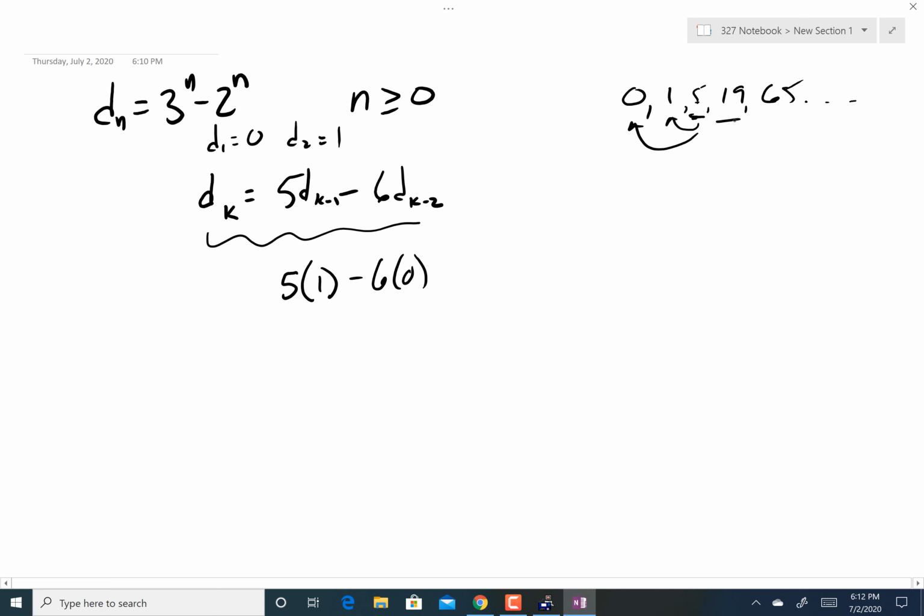To find 19, let's see what happens here. So 19, well, that'd be 5 times 5 minus 6 times 1. 25 minus 6 is 19. Awesome. Let's do 65 just for a good time. So that would be 5 times 19 minus 6 times 5. This is 95 minus 30 is 65. Hot dang, it works. It's awesome. Okay. So they're not terribly difficult at all.